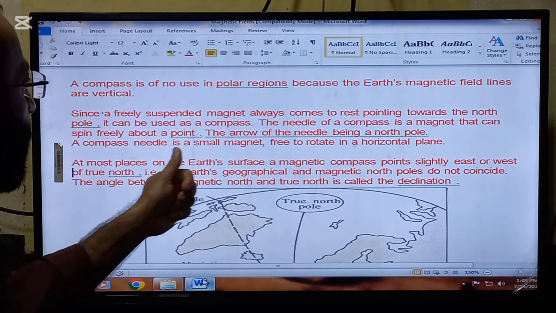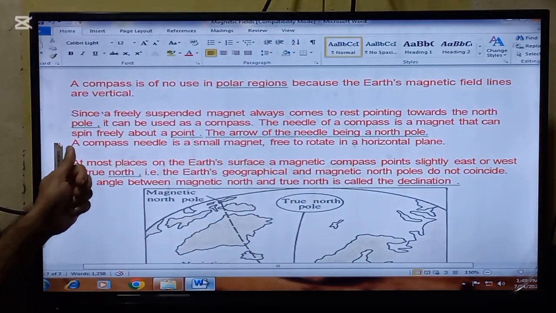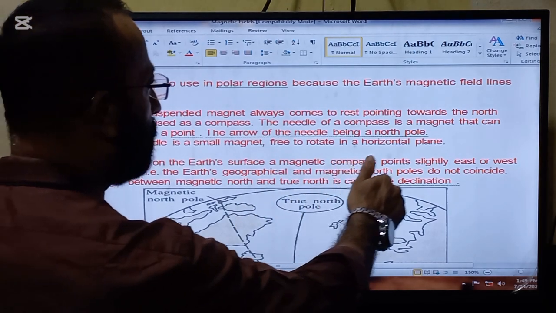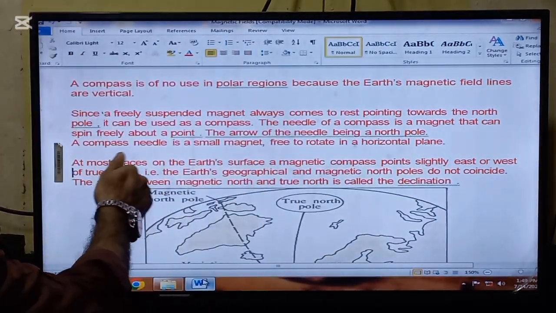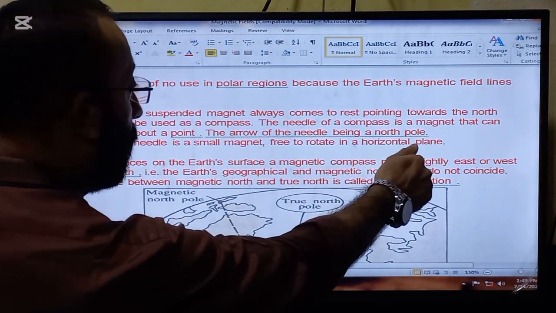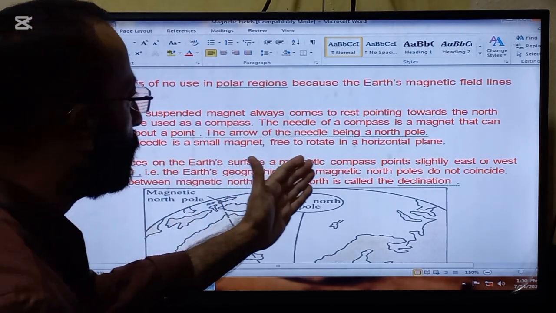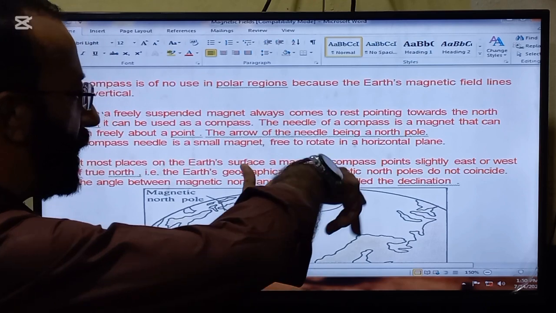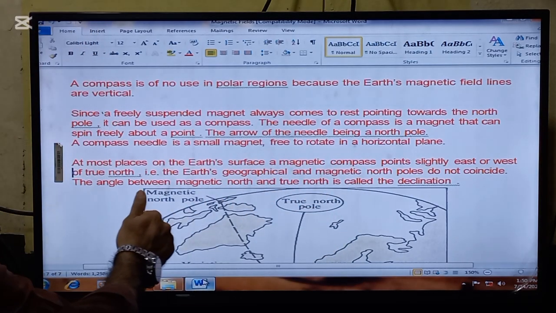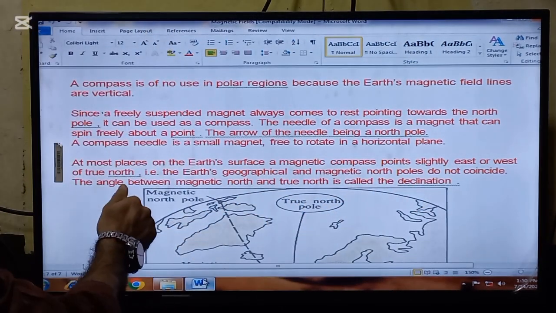Since a freely suspended magnet always comes to rest pointing towards the North Pole, it can be used as a compass. The needle of a compass is a magnet that can spin freely about a point, the arrow of the needle being a north pole. A compass needle is a small magnet free to rotate in a horizontal plane, so it aligns itself in the north-south direction. At most places on the Earth's surface, a magnetic compass points slightly east or west of true north.